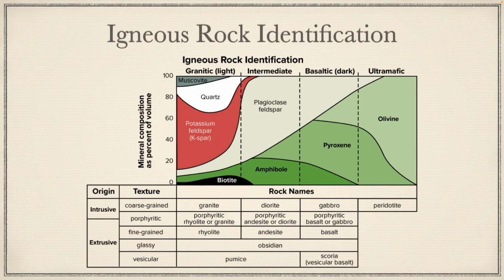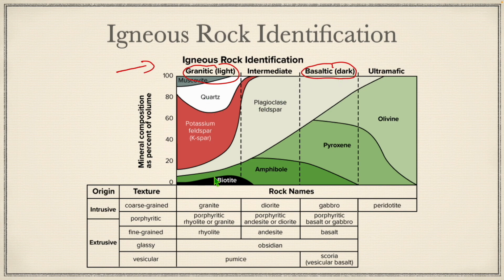So, igneous rock identification. You use this chart to identify igneous rocks. You look at the rock and decide first, up here at the top, what color is it? Is it light colored, so granitic? Is it darker and basaltic, etc.? That gives you an idea of where it falls on that scale. Lighter colors are on the granitic side, darker colors on the basaltic side.